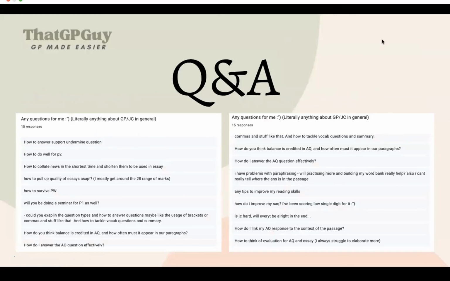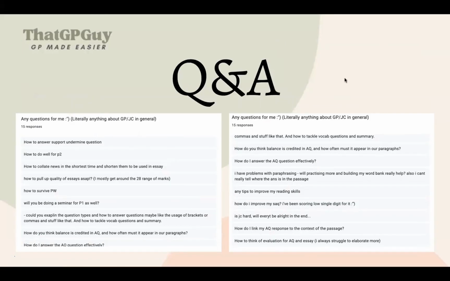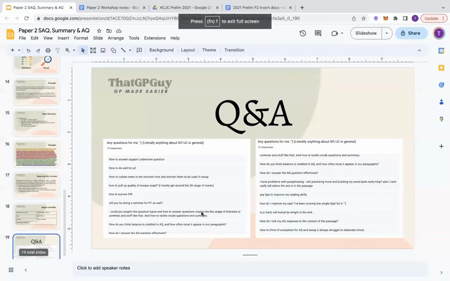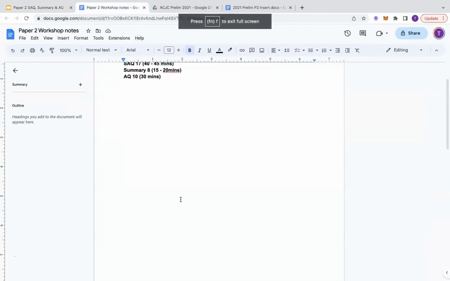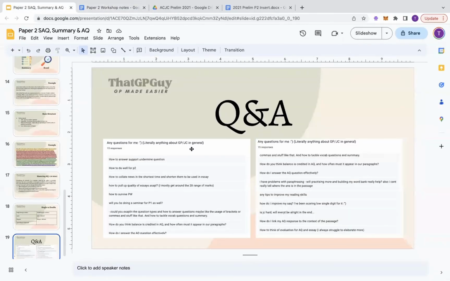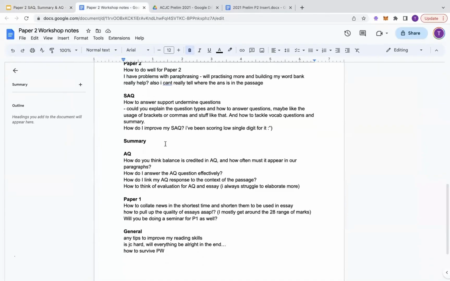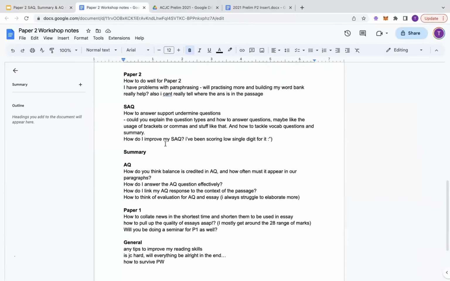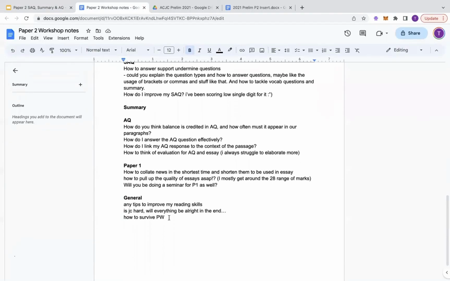If not, then we're pretty much done with the writer workshop. I think this is where, as you can see, there are two screenshots of the questions that you guys have filled in the form. So I'm just going to switch over to this. I have compiled the questions here already. There are 15 questions, and they are all here, ranging from paper 2 to paper 1, or even some general JC stuff at the back.